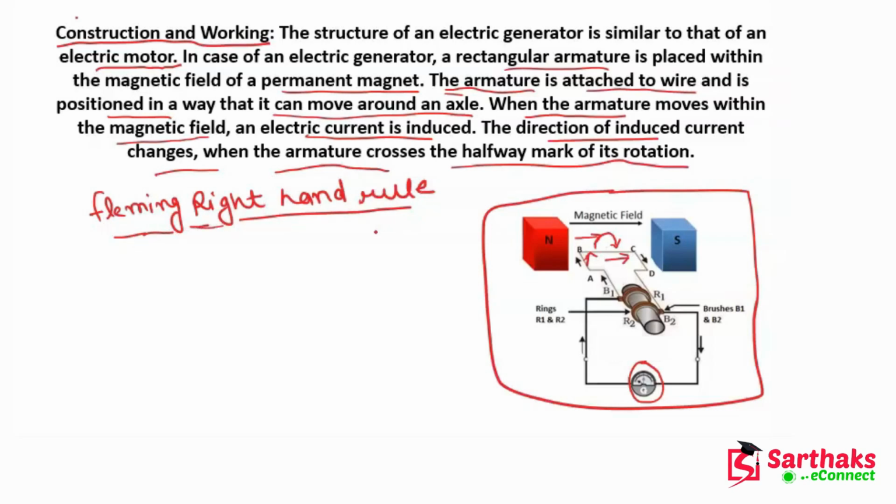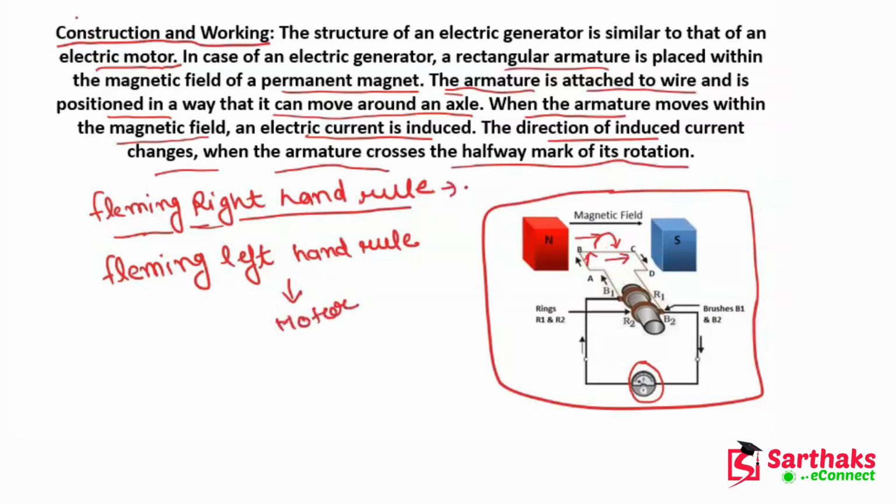But in case of a motor, you have to be very careful here: in a motor we apply Fleming left hand rule. Lots of students get confused at this point, so you have to be very careful. Fleming left hand rule works for a motor, and Fleming right hand rule works for a generator.